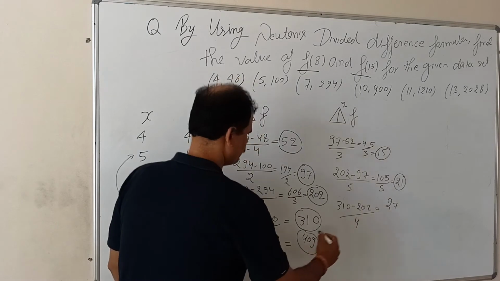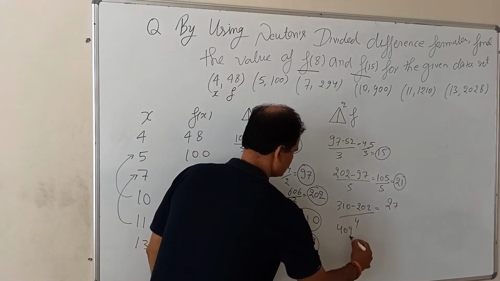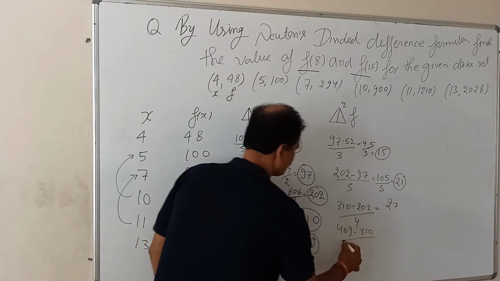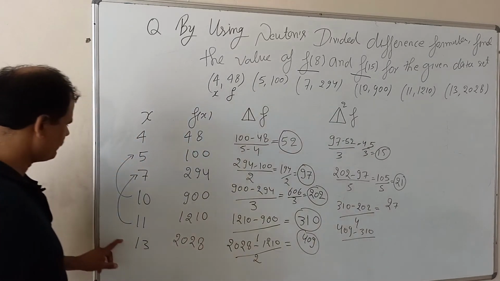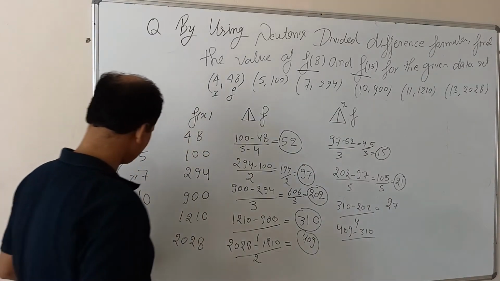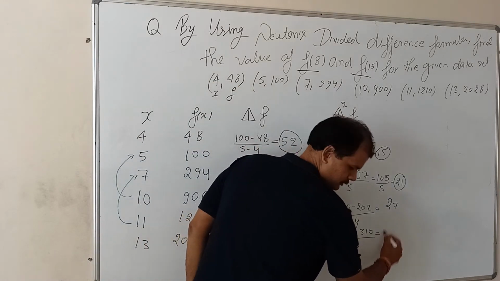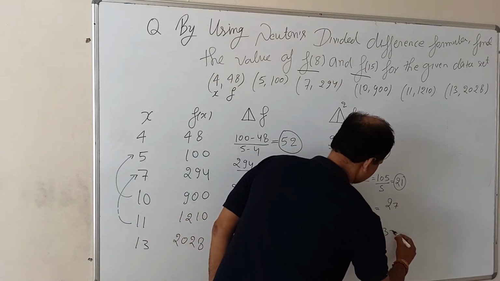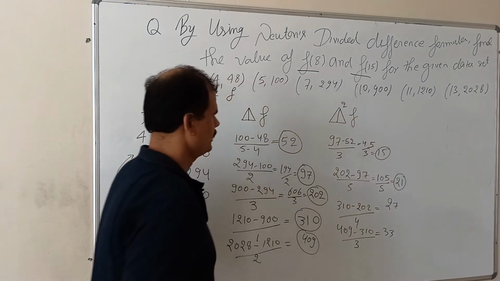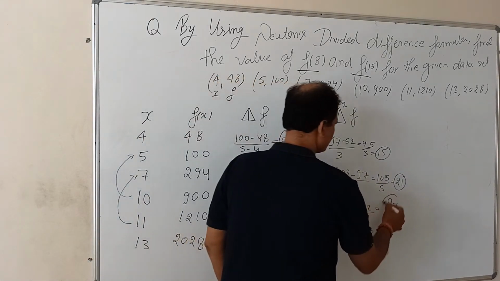And the last one, 409 minus 310 divided by 13 minus 10. So we get 3. So this if you simplify, we get 33. So this is the delta square f.